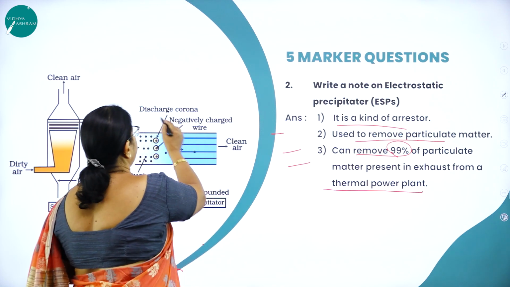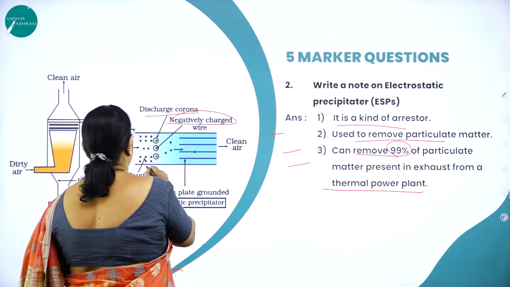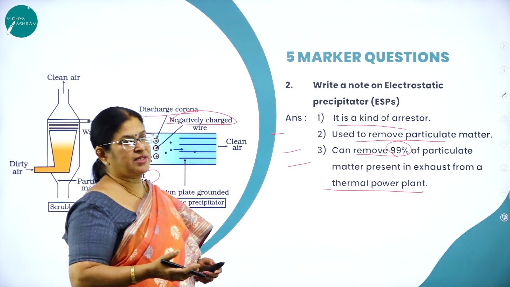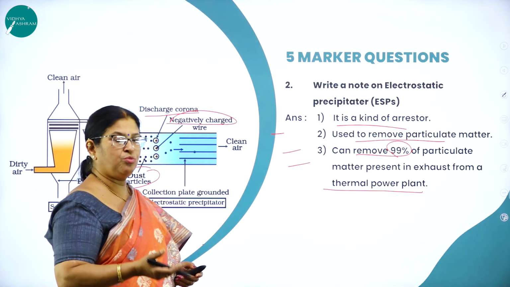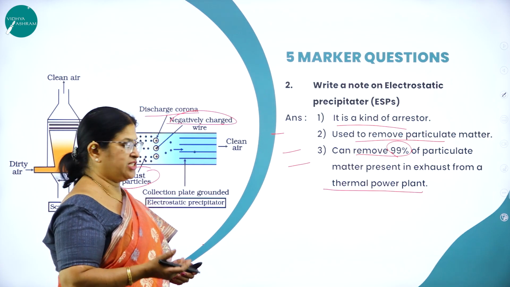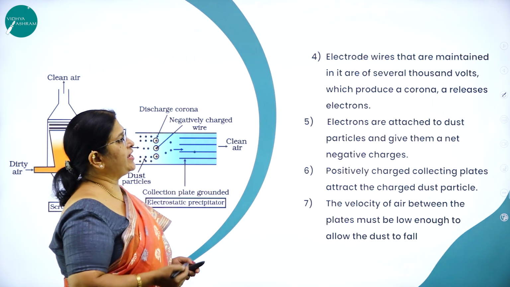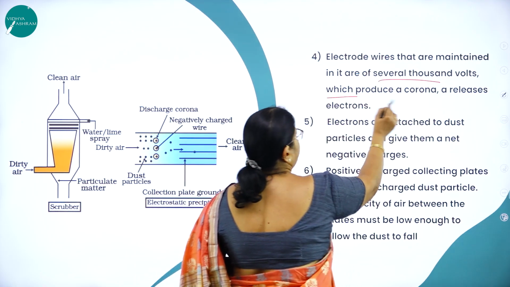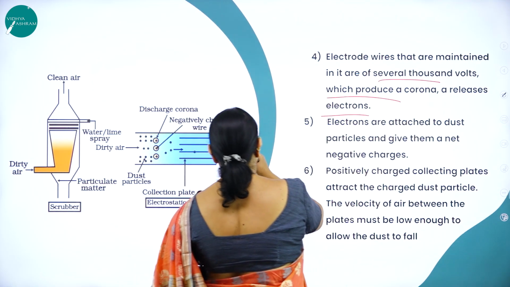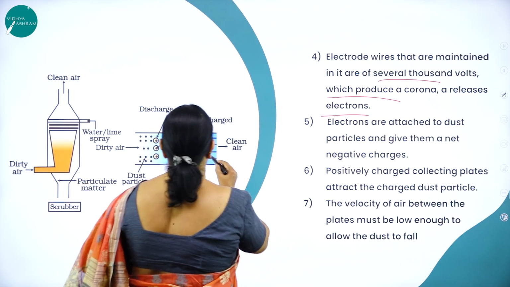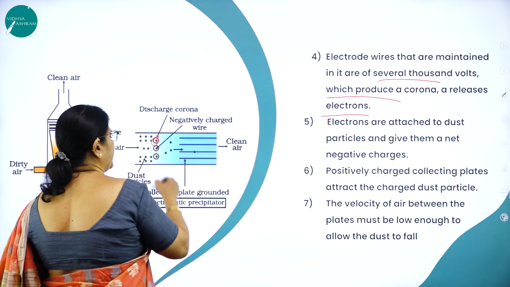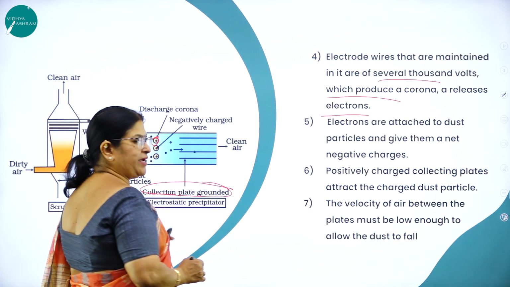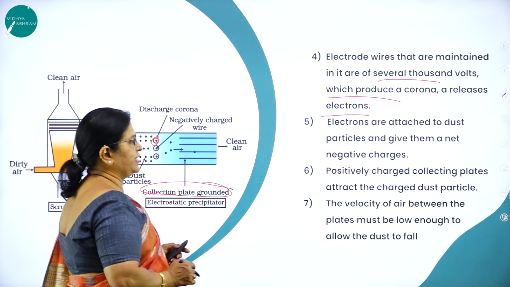Here you can see the discharge corona, a negatively charged wire. As I said, it removes the dust particles coming from the exhaust through an electrostatic charger. Next, the electrode wires maintained in it are at several thousand volts, which produce a corona. Here you can see the negatively charged area where the dust particles are attracted. This is the collection plate where the minute particulate matter is collected.